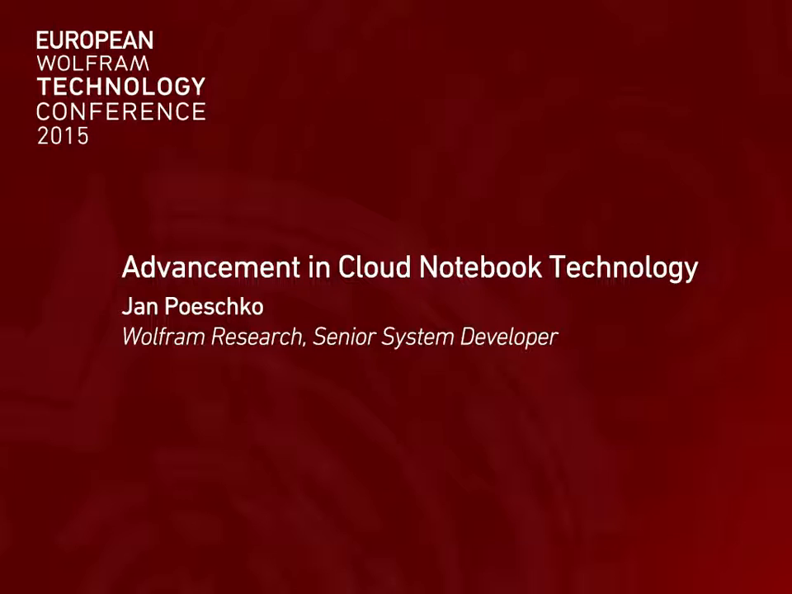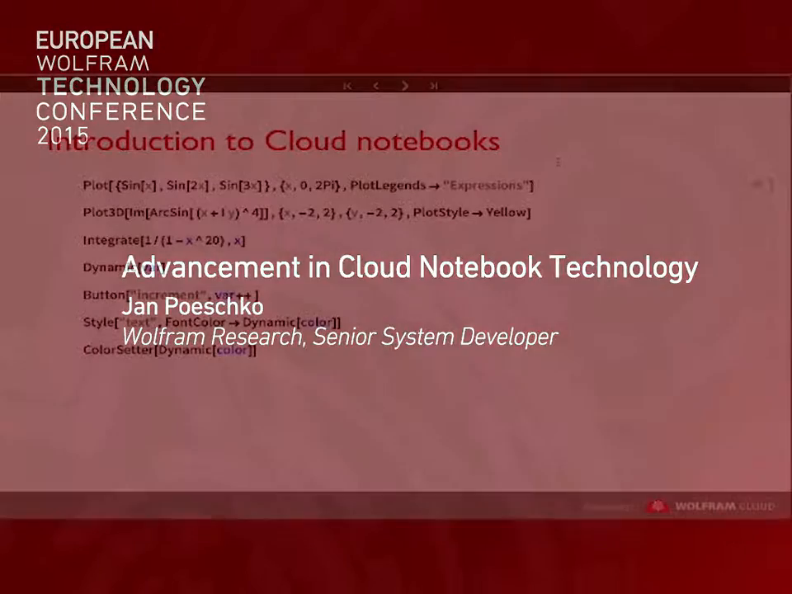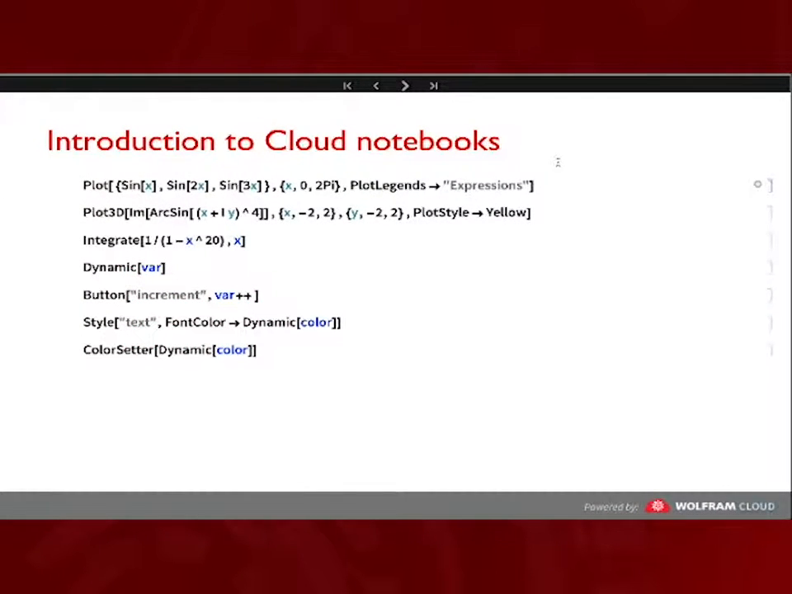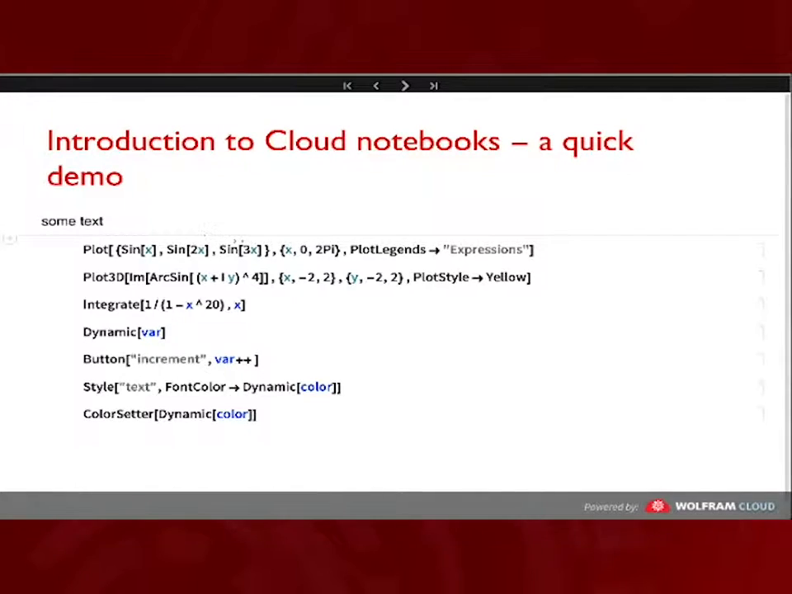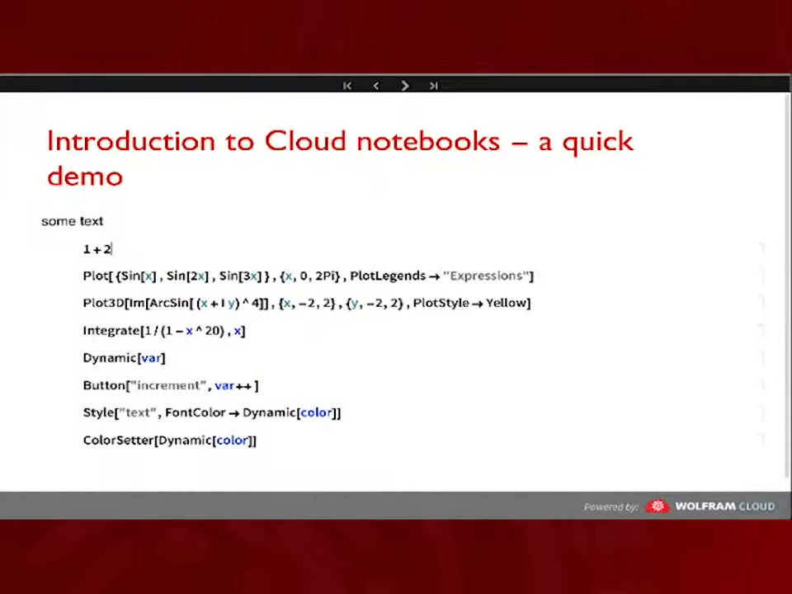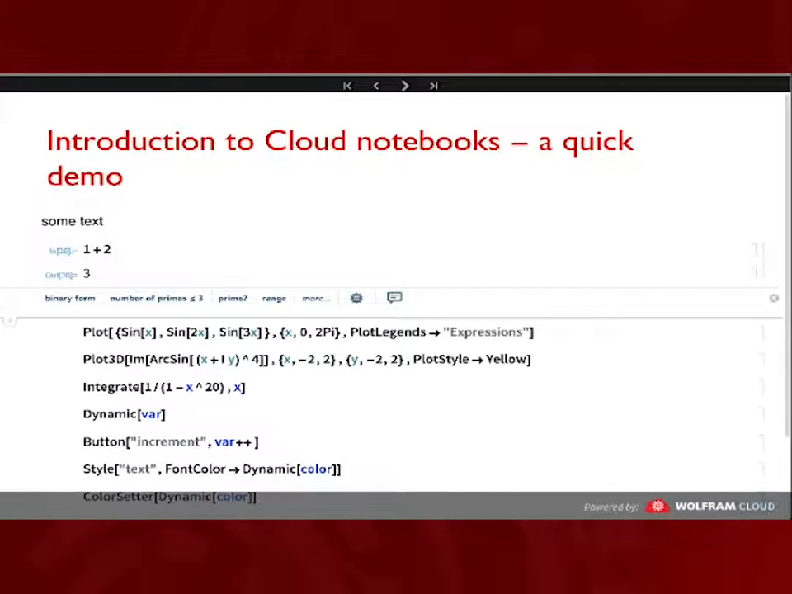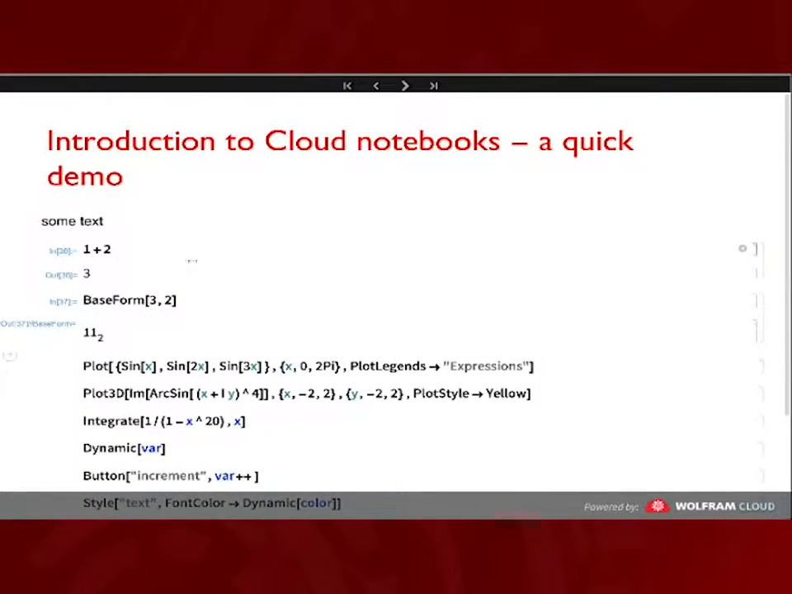So let me start with a few basic things. Maybe I should increase this a little. So as I said, this is a cloud notebook running in a web browser. But as usual, I can type some text here. I can have section cells, edit that. I can do evaluations, of course. So if I create a new input cell, 1 + 2, and press Shift-Enter, I get a result as usual. We also have this nice predictive interface here, so I can click here and go on.